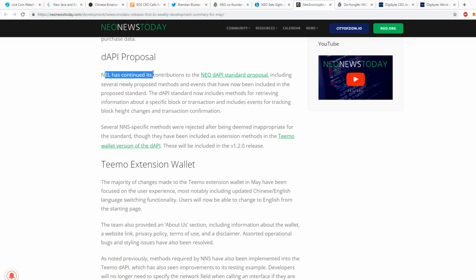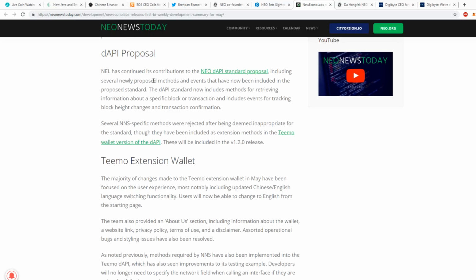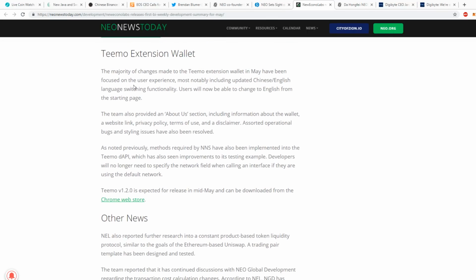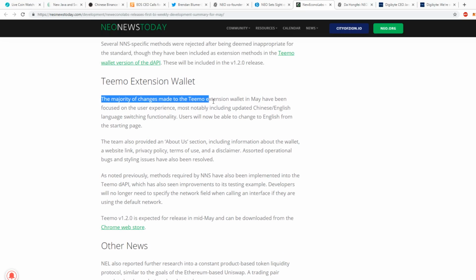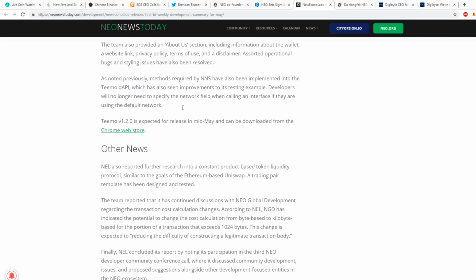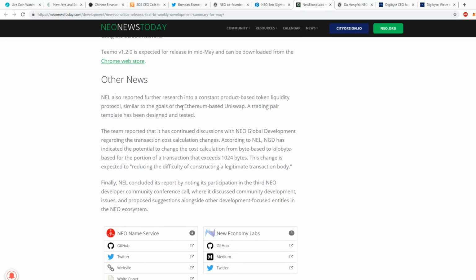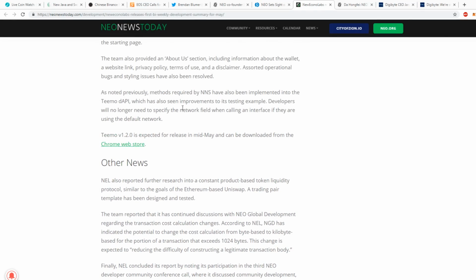DAPI proposal: NEL has continued to contribute to the NEO DAPI standard proposal, including several newly proposed methods and events that have now been included in the proposed standard. And of course the Timo extension wallet, which was quite cool. Timo is expected to release in mid-May and can now be downloaded from the Chrome Web Store. The majority of changes made to the Timo extension wallet in May have been focused on user experience, which is kind of cool, but I personally am not going to use it, so it doesn't matter too much for me.